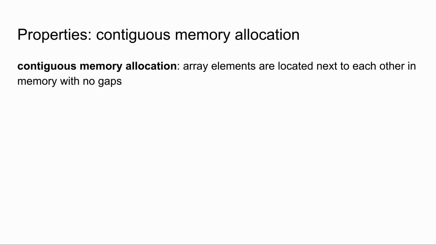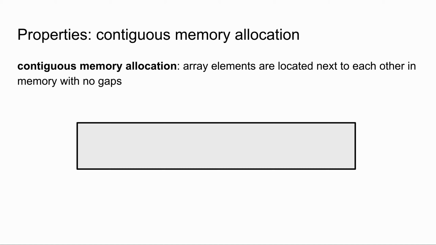Contiguous memory allocation means that array elements are located next to each other in memory with no gaps. So, if this gray rectangle represents the total memory allocated for the array, this might represent the memory allocated for each element, and you'll see that they are right next to each other with no gaps.